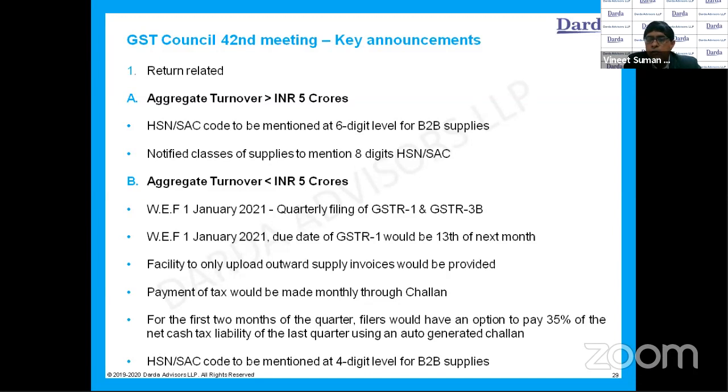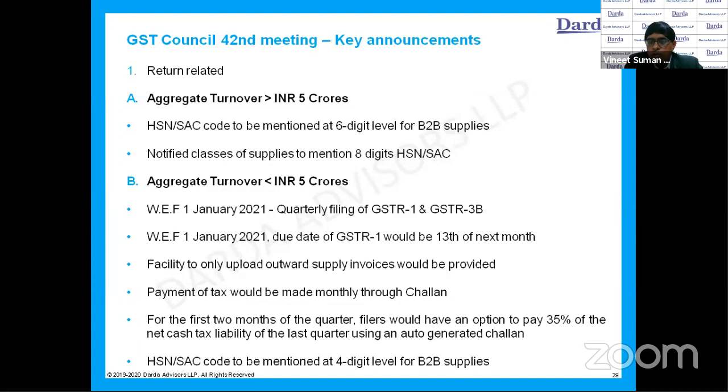For people having turnover below 5 crore, there is so much good news. Apart from GSTR 1 for below 1.5 crore, now GSTR 1 and 3B up to 5 crore turnover can be filed quarterly from next year. The due date for GSTR 1 is extended from 11th to 13th. You can upload only table 4 of outward supplies without giving other details. You will pay tax monthly by challan. As there are no monthly returns like there used to be in service tax, you will pay only tax monthly and the return will be quarterly.